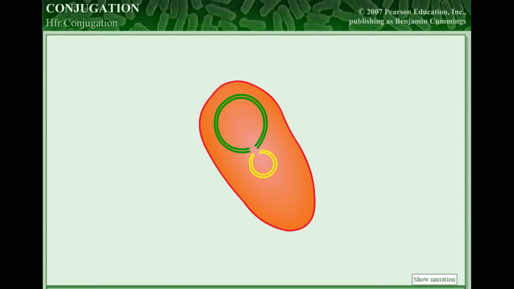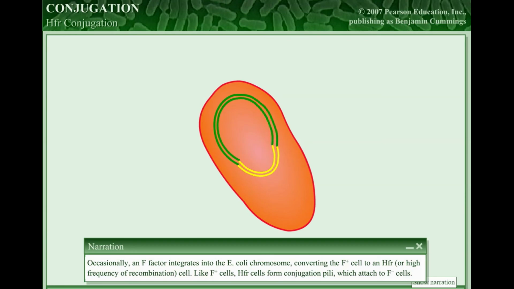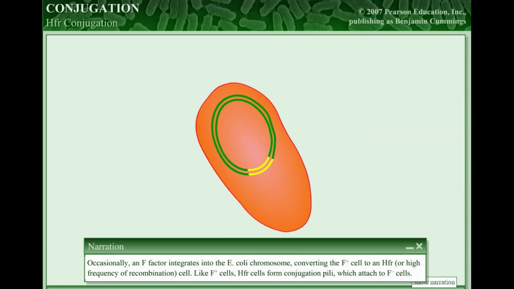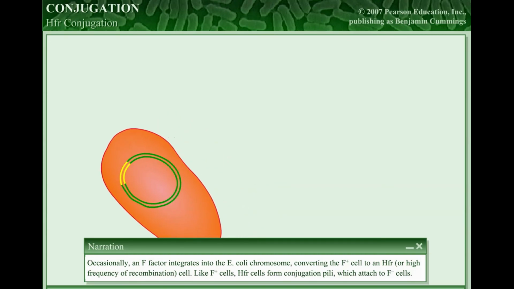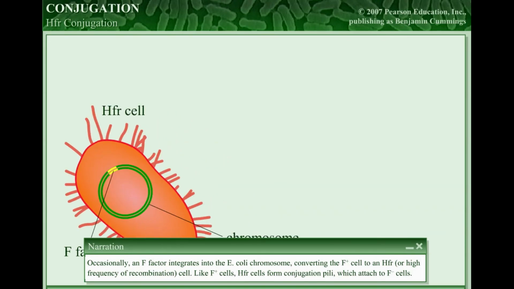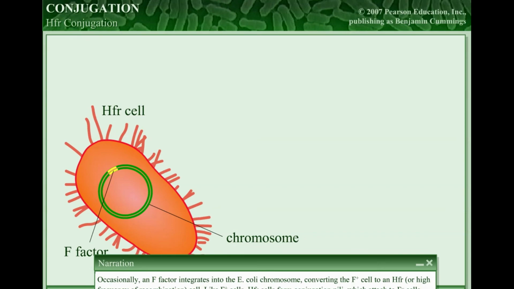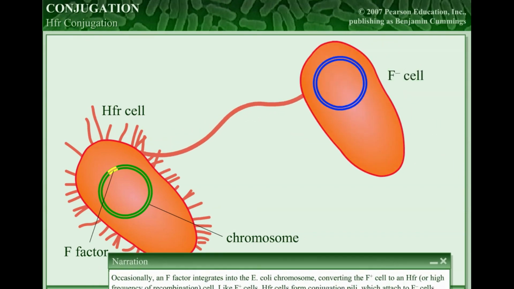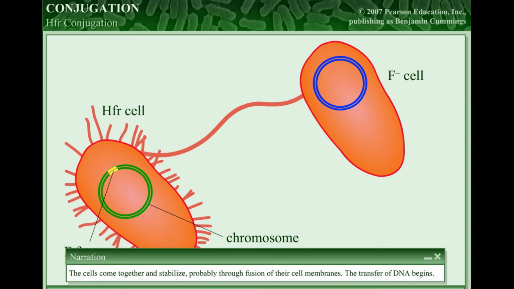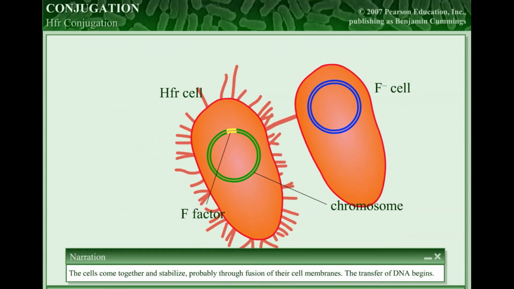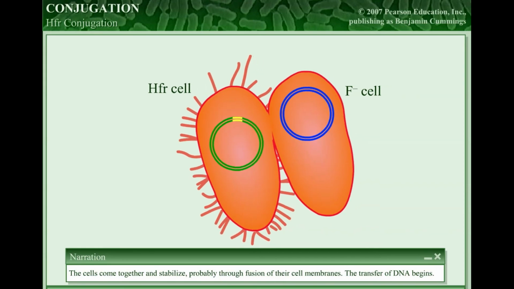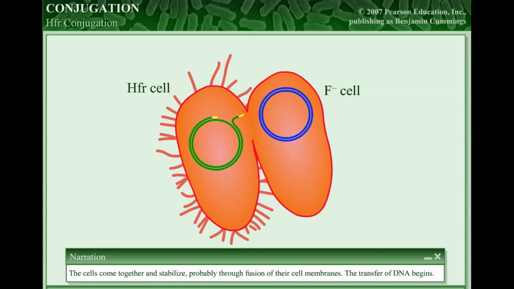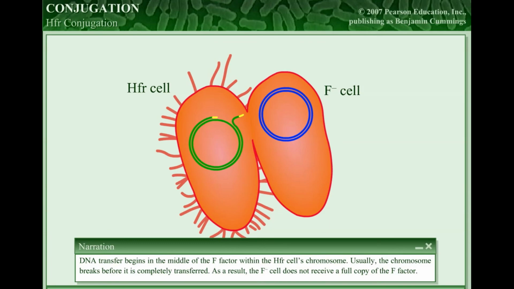Occasionally, an F factor integrates into the E. coli chromosome, converting the F plus cell to an HFR or high frequency of recombination cell. Like F plus cells, HFR cells form conjugation pili, which attach to F minus cells. The cells come together and stabilize, probably through fusion of their cell membranes. The transfer of DNA begins. DNA transfer begins in the middle of the F factor within the HFR cell's chromosome.